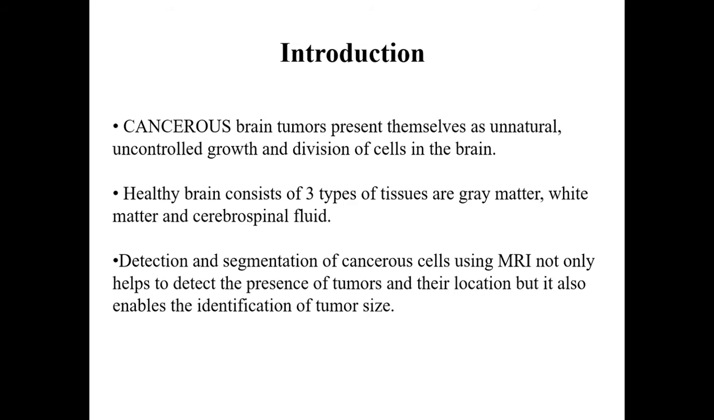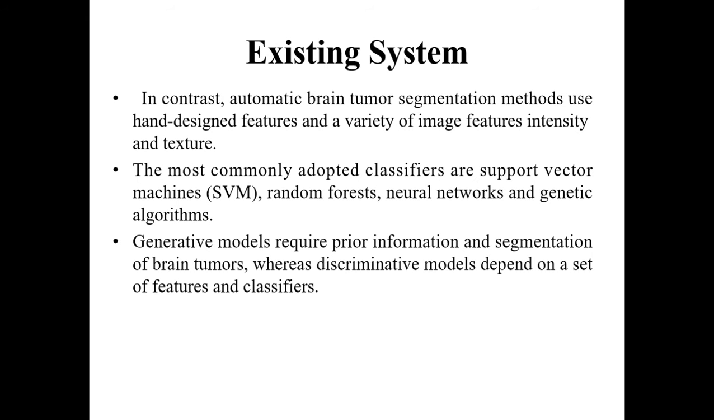And this is the introduction. If someone has a brain tumor, it means they have an unnatural and uncontrolled growth and division of cells in the brain. Healthy brains consist of three types of tissues: gray matter, white matter, and cerebrospinal fluid. Detection and segmentation of cancerous cells uses MRI images, and MRI images not only help to detect the presence of tumors and their location, but also enable the identification of tumor size.